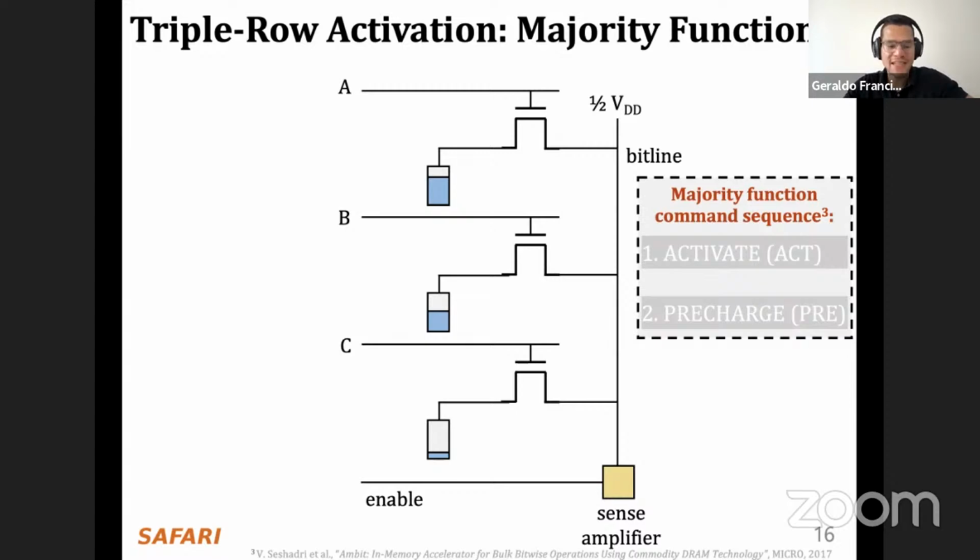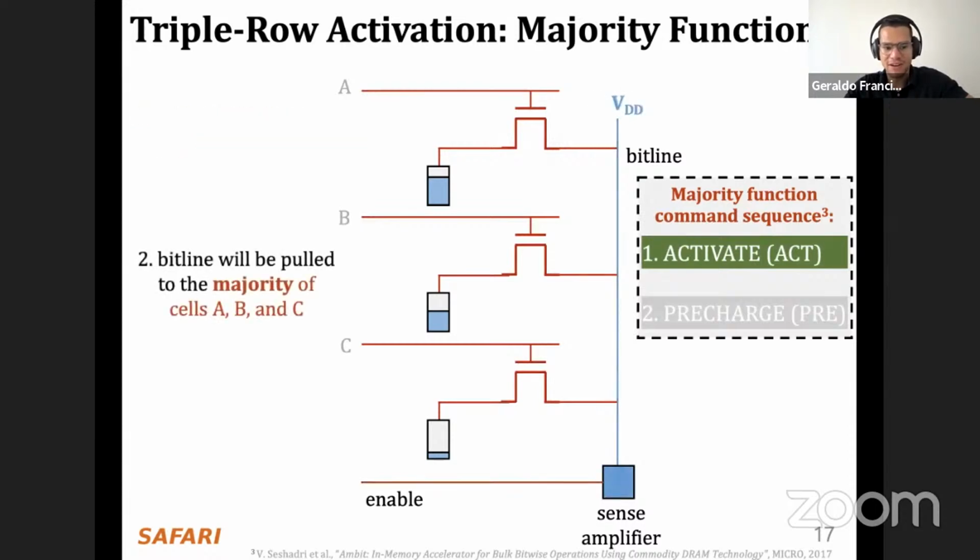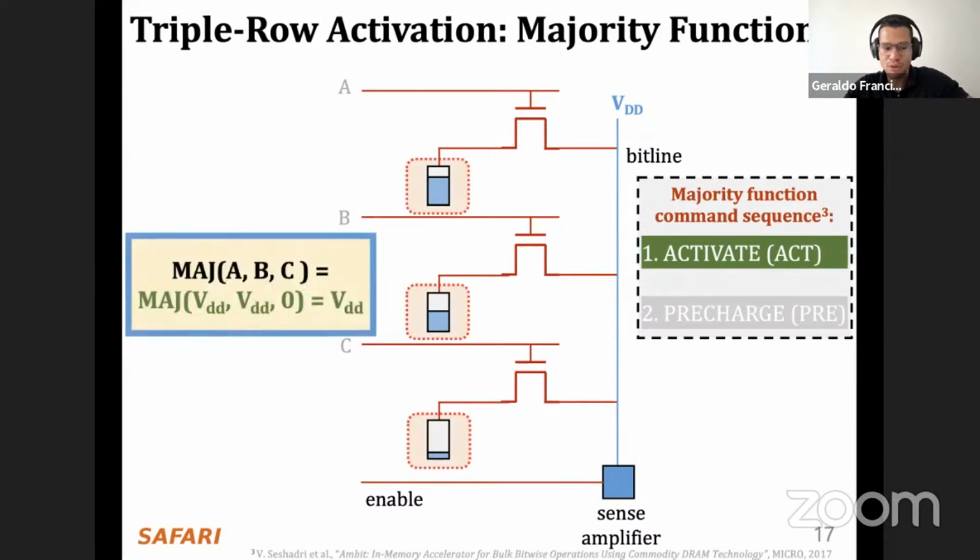So what we do here is activate the 3 rows at the same time. We activate row A, B, and C at once. Then the sense amplifier, the bit line, is going to be pulled up to the majority value that was stored between those 3 DRAM rows. Here in this example, the majority of row A, B, and C is the majority of VDD, VDD, and 0, which is going to be pulled up to VDD.